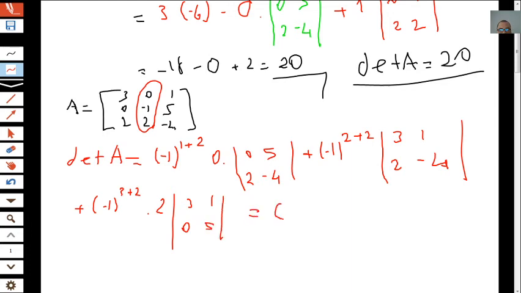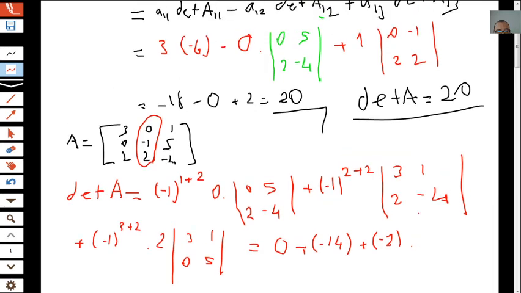And from here we have 0 for the first term, plus -12 minus 2, -14, plus -2 times 15.